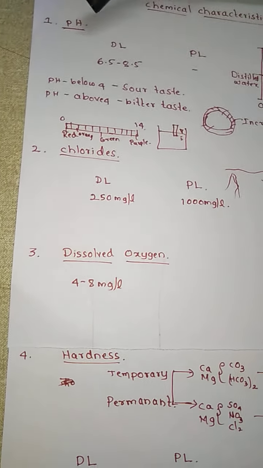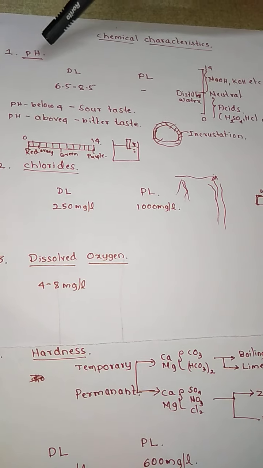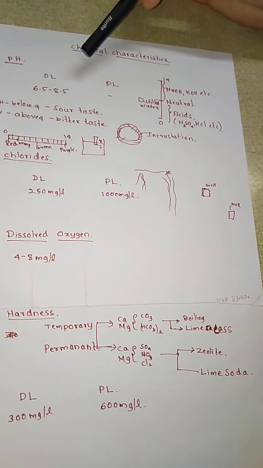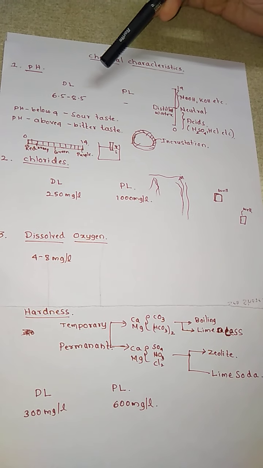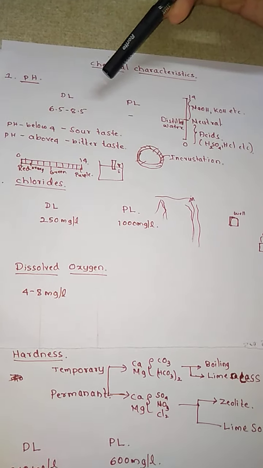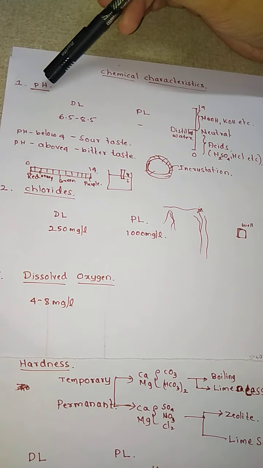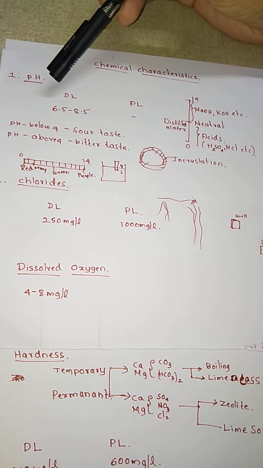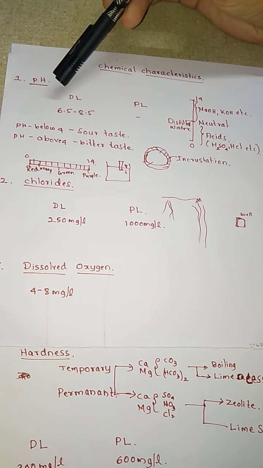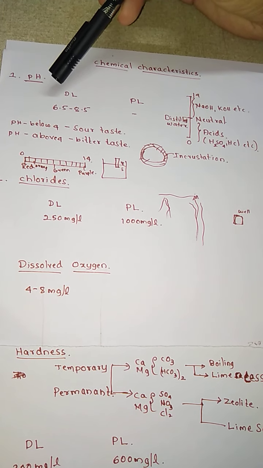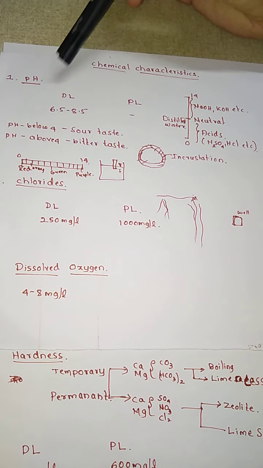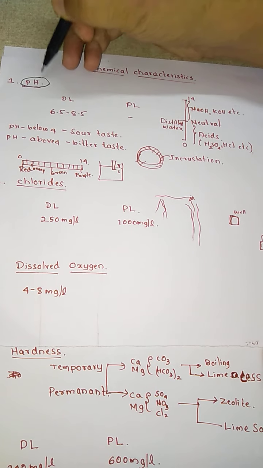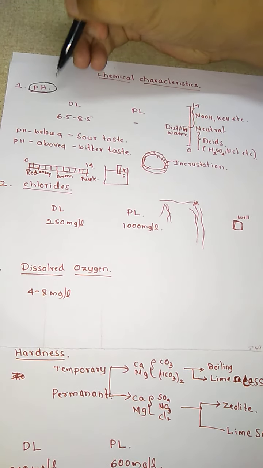Now, we will first come to pH. What is pH? It is defined as the log of reciprocal of hydrogen ion concentration in water. Now, what is P and what is H? P indicates the potential difference between the two electrodes and H denotes the hydrogen ion concentration. This pH is a chemical parameter, and the specialty of this parameter is that it does not have any kind of unit.